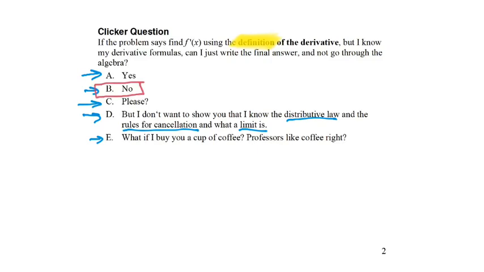And let me repeat, if you're asked to solve using the definition of derivative, then the answer is no, you cannot use one of the shortcut methods.